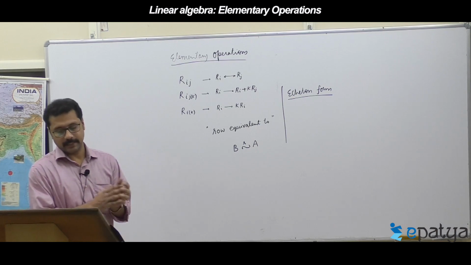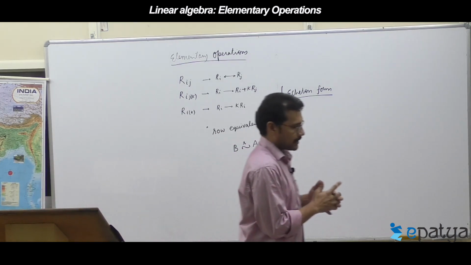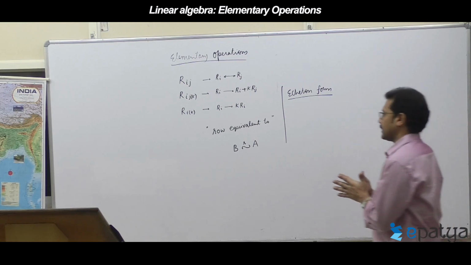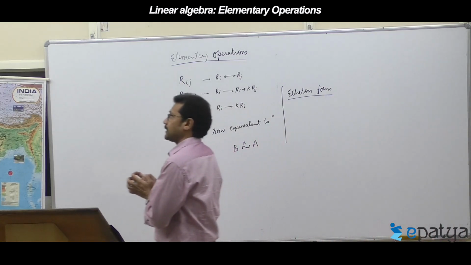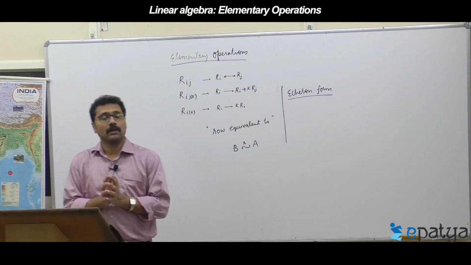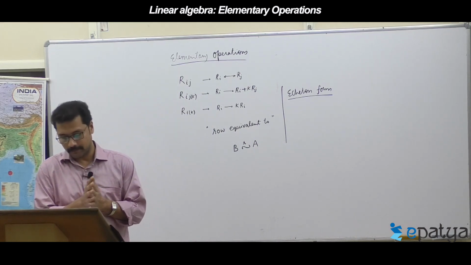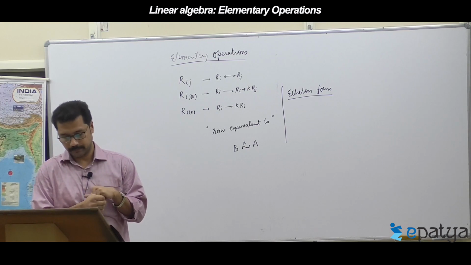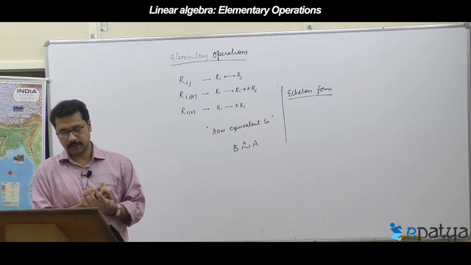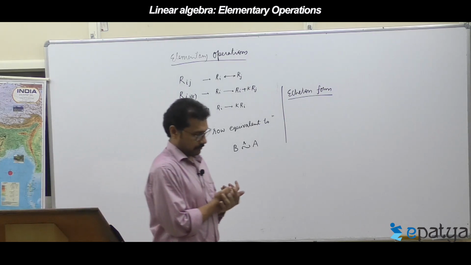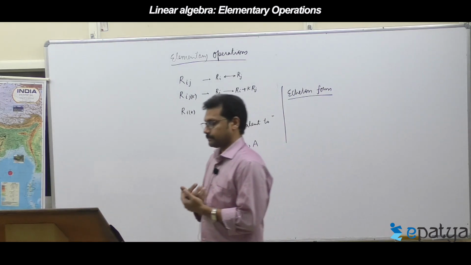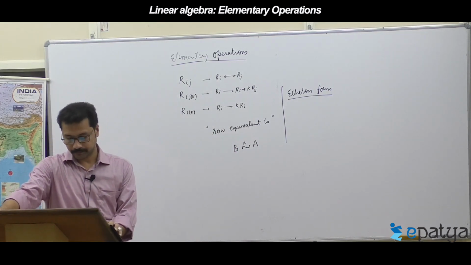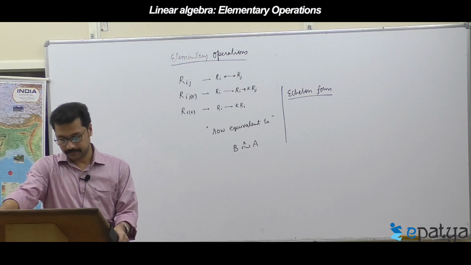Or maybe if you want to write, take some three-point statement. A matrix A is said to be in row reduced echelon form if, first point, the first non-zero entry in each row is 1.